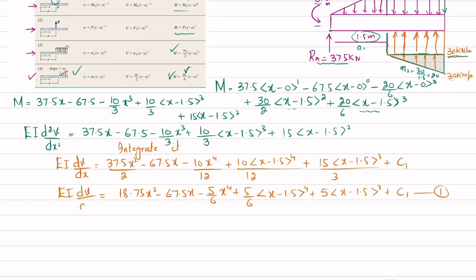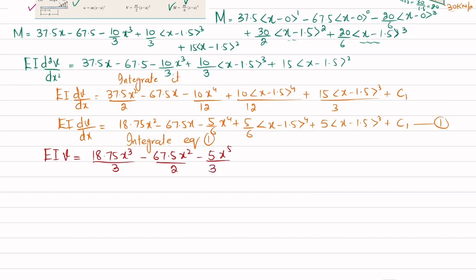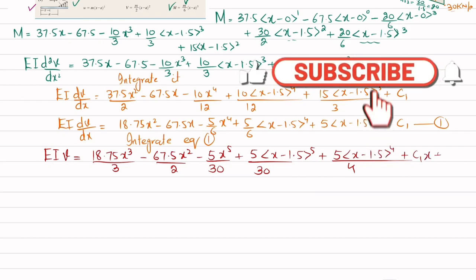Since we are interested in finding the equation of the elastic curve, we integrate equation number 1. When you integrate it, you will get EI into V, which is deflection, equal to 18.75 x cube divided by 3 minus 67.5 x square divided by 2 minus 5 into x power 5 divided by 6 into 5, which is 30, plus 5 into x minus 1.5 power 5 divided by 6 into 5 is 30, plus 5 into x minus 1.5 power 4 divided by 4 plus C1x plus C2.